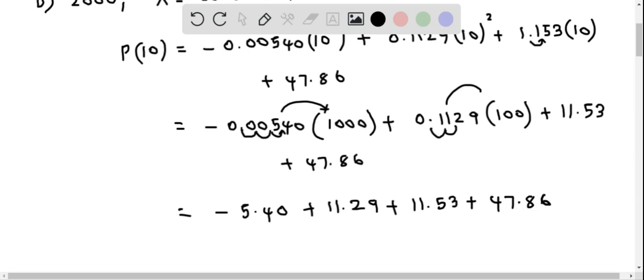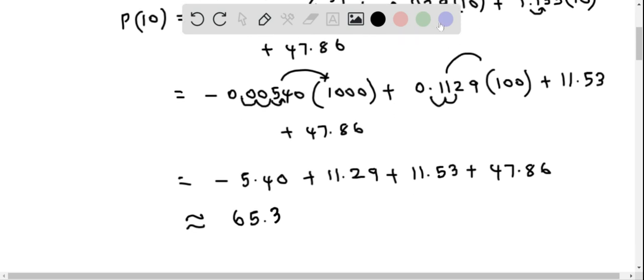47.86. We can plug this expression into a calculator to evaluate its value, and we get 65.28, and when approximated to the nearest tenth, we get 65.3, and this is in millions. So we see that in year 2000, the number of US travelers to other countries is 65.3 million.